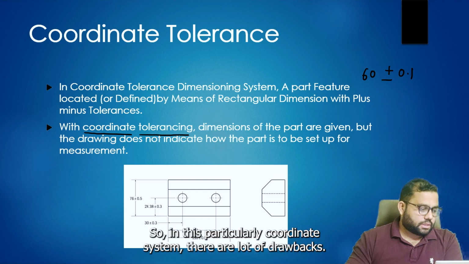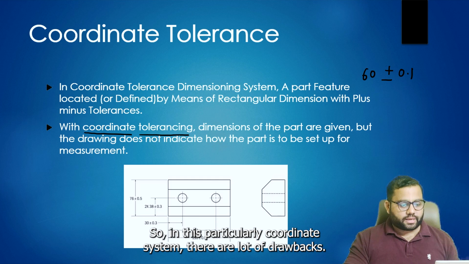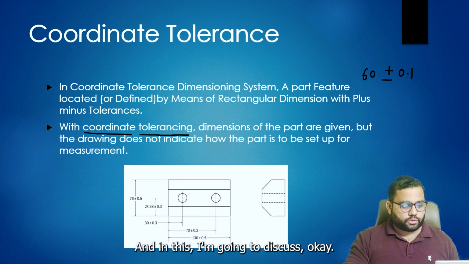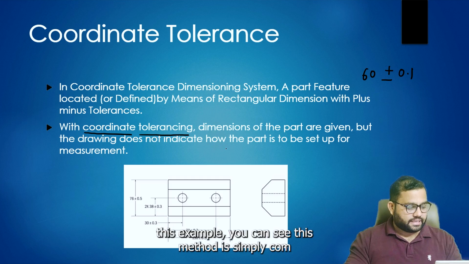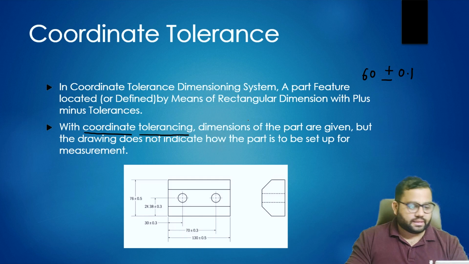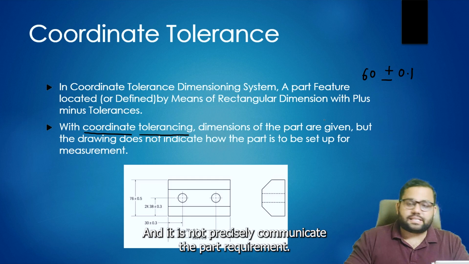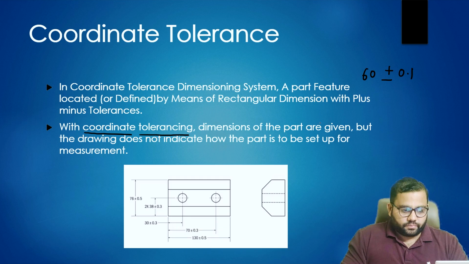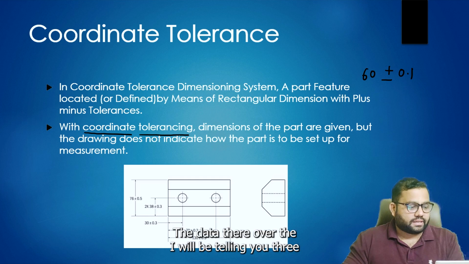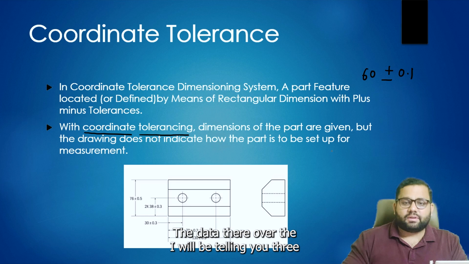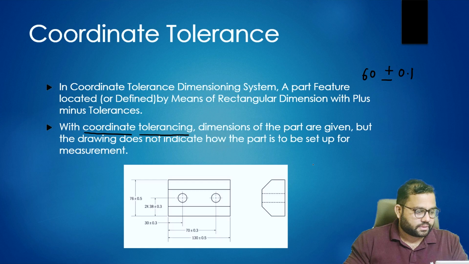So the coordinate tolerance system has a lot of drawbacks, and I'm going to discuss them. With the help of this example, you can see that this coordinate tolerance method is simply an incomplete method, and it does not precisely communicate the part requirement. I will be telling you three major drawbacks of this coordinate tolerancing system.